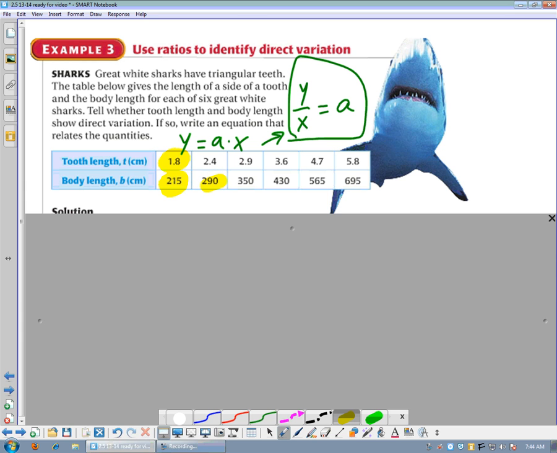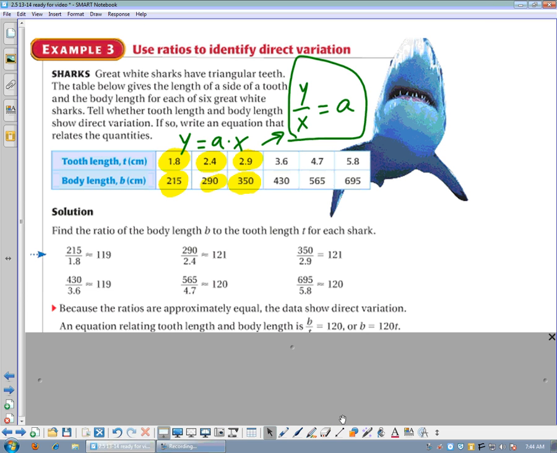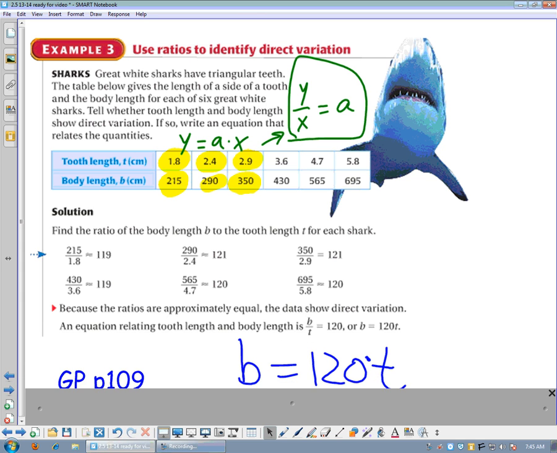So is 215 over 1.8 the same as 290 divided by 2.4? And is that pretty close to 350 divided by 2.9, and so on? And they're showing you here all those ratios, and they're all right around 120. This is real life data, so it's not going to be precise, and that's okay, but they're all really close.